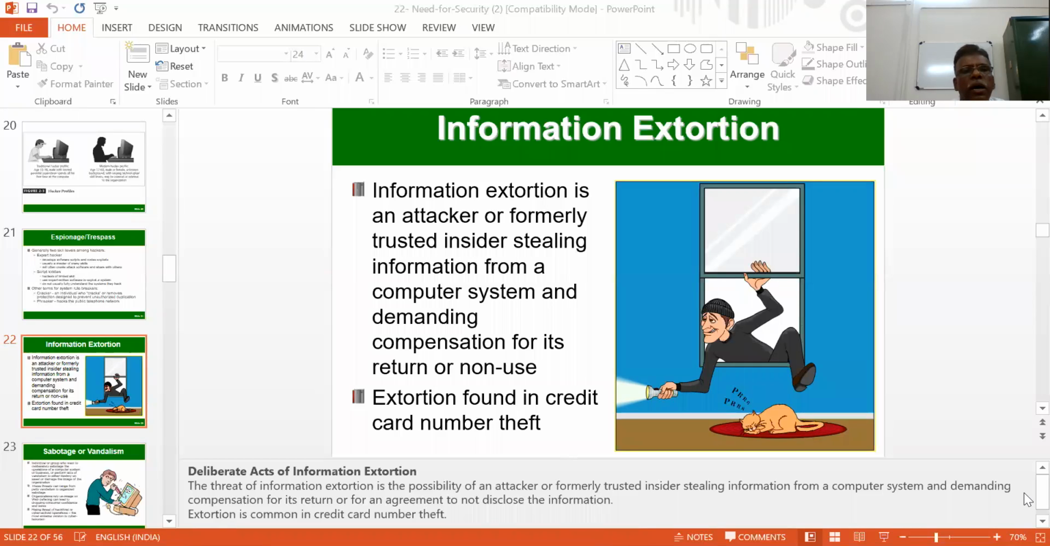The deliberate act of an information threat is the possibility of an attacker, correct? An insider stealing information from a computer system and demanding compensation for its return, otherwise it is of no use at all, correct? How best to manage this.